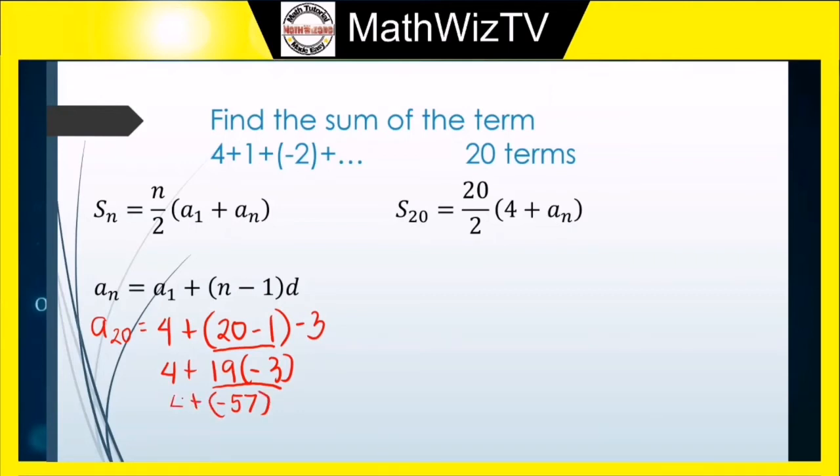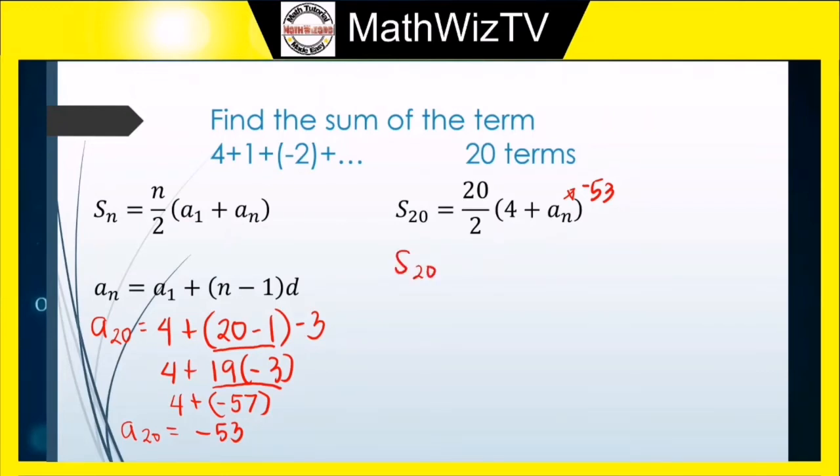Therefore, we add it to 4. So 4 plus negative 57, the answer is equal to negative 53. Therefore, our a sub 20, or a sub n, is equal to negative 53. Let us now substitute. So a sub n here will become negative 53. Okay? So let us try to solve.